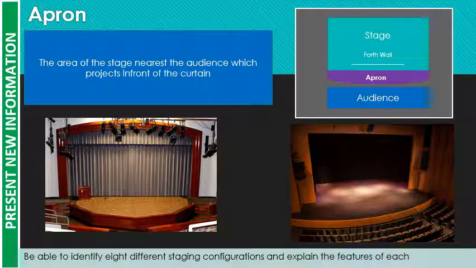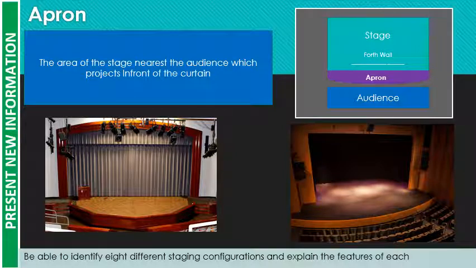So the next stage configuration is the apron. The apron is the area of a stage nearest the audience which projects in front of the curtain. Now, an apron is a piece of staging that is attached to the proscenium arch. If you look at the diagram that I provided you with, you will see that I've made a little change in purple from the previous one.